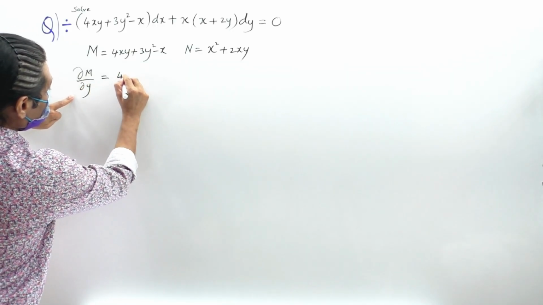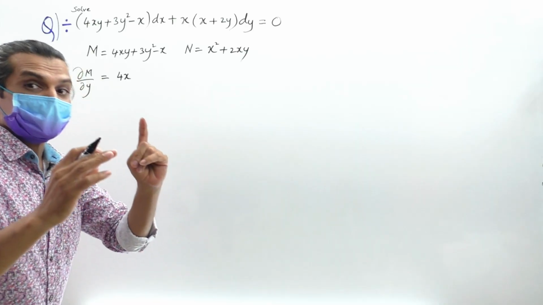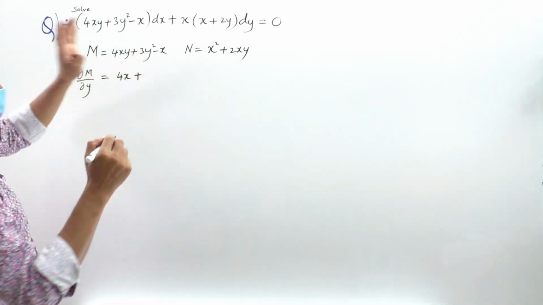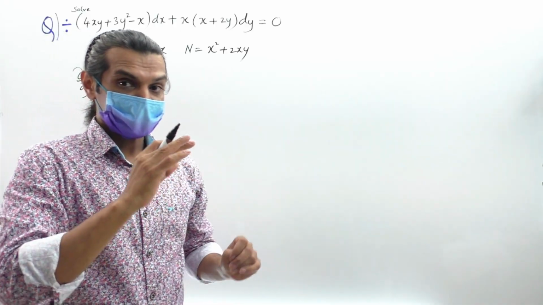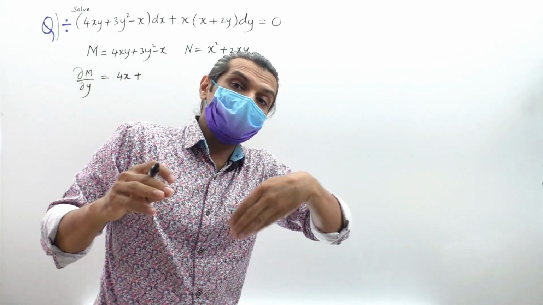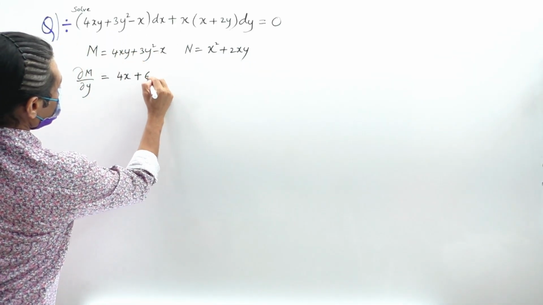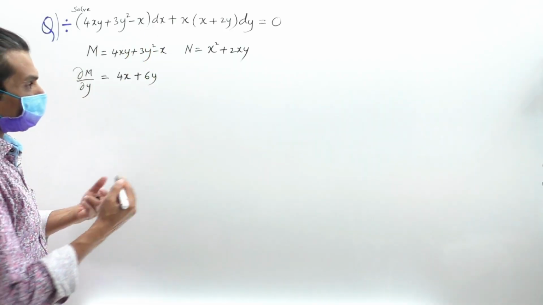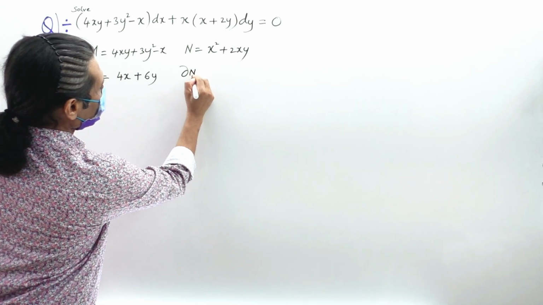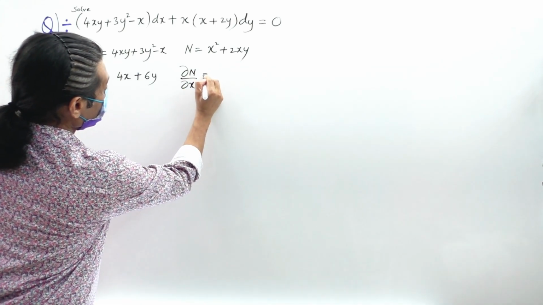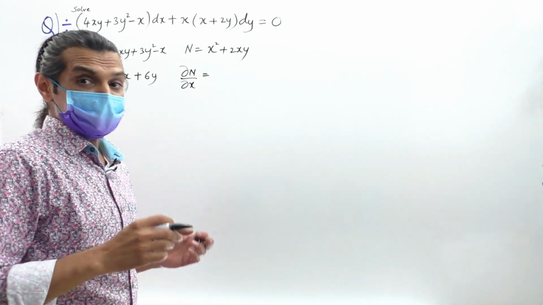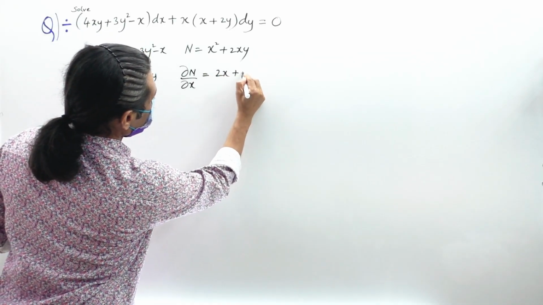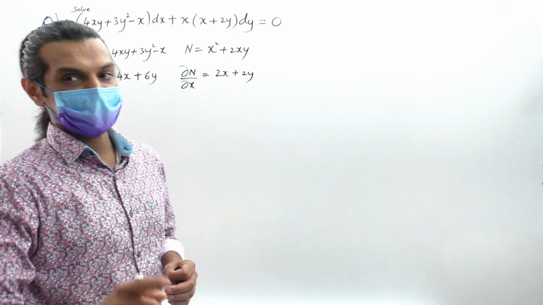So, 4x is multiplied as it is, do not touch it. Partial differentiation of y with respect to y, plus, again here, 3 as it is, differentiation of y² with respect to y is 2y. So, it is 6y, and for x there is no y term, so 0. That is it. The next is ∂N/∂x. Here we are partially differentiating only with respect to x. So, x² differentiates to 2x, plus 2y as it is, differentiation of x is again 1.